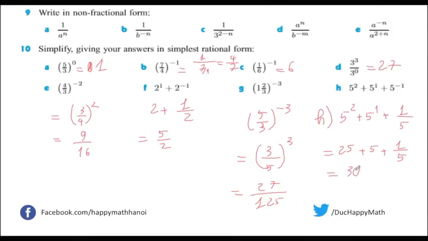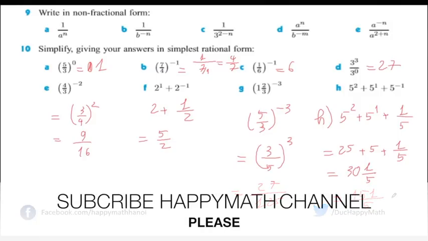And 30 1 over 5, and this means 5, 1 over 5. Okay, fix your answer.